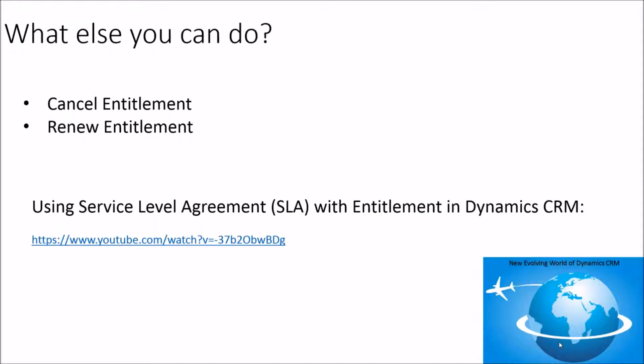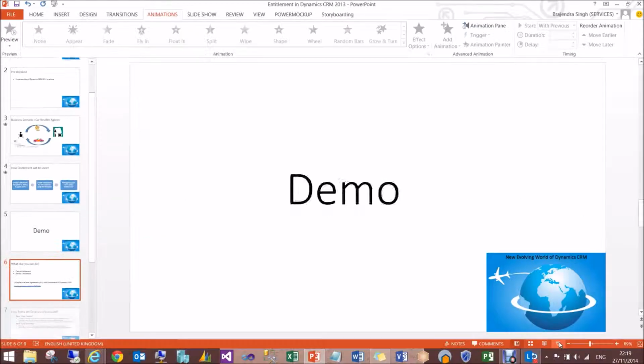Expired and cancelled entitlements can be renewed, but when you renew it, what actually happens is that it creates another draft copy of the same instance of the entitlement, which you can then change in terms of start date, end date, and terms, and then activate again. So that's how it works. Let's go and quickly see that as well.